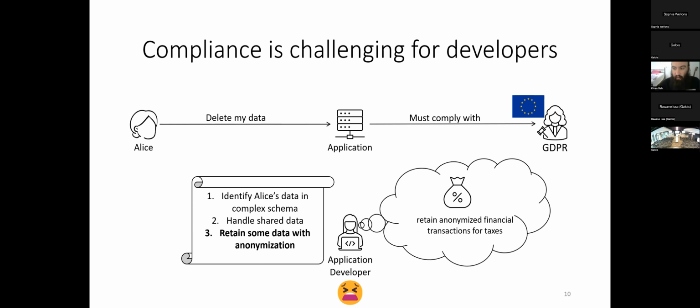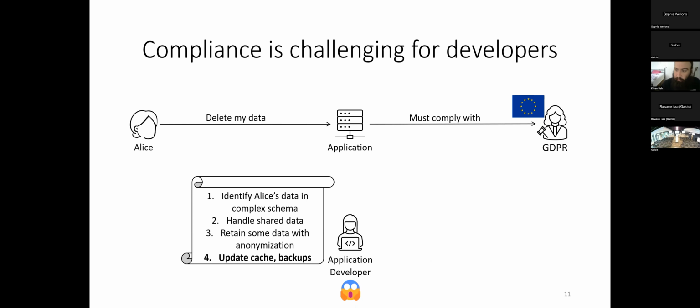Then developers also often need to retain some of Alice's data, maybe in some anonymized form, for legitimate purposes that are allowed for by the law. For example, retaining anonymized financial transactions for tax purposes. And finally, developers must update the caches and backups that contain data from Alice. And remember, any mistake in any of these steps might cause the application to become incompliant and therefore face heavy fines.